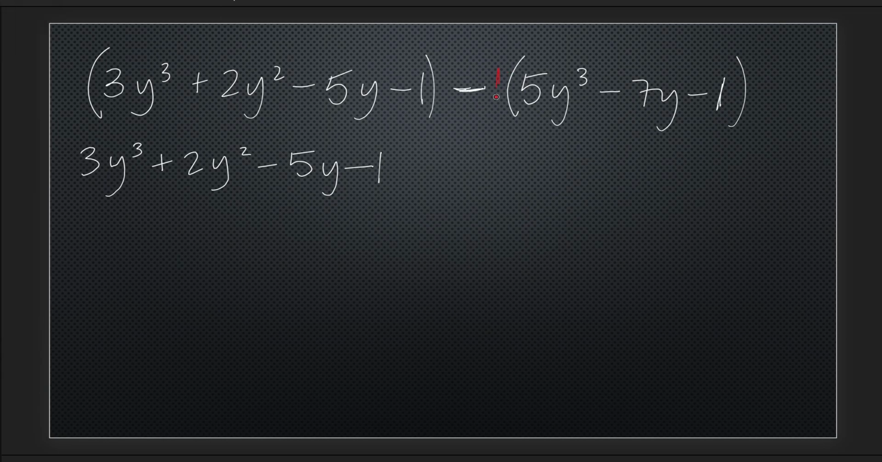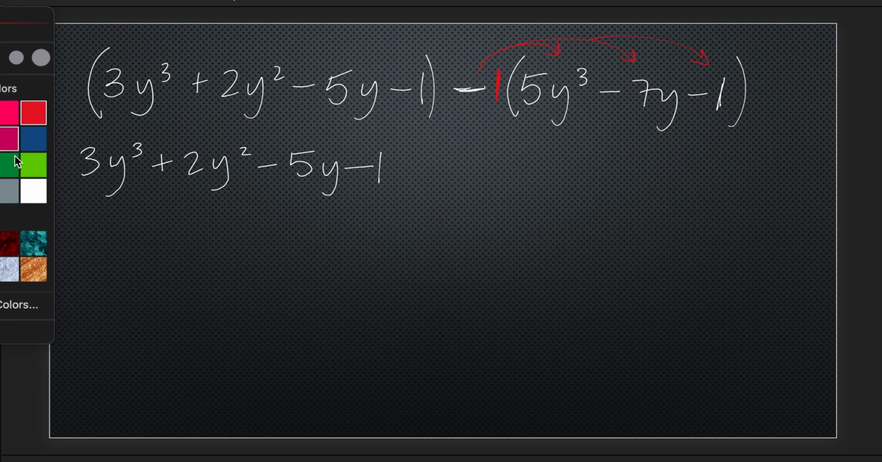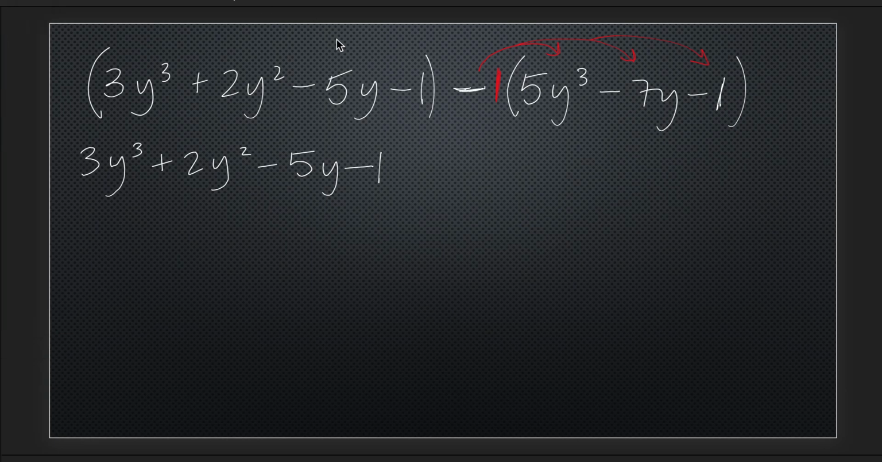we have to remember there's a negative 1 right here that we have to distribute to each term inside the parentheses to the right of it, especially because there's more than one term. So negative 1 times 5y to the third, that makes negative 5y to the third. Minus 1 times negative 7y is plus 7y. Negative 1 times negative 1 is plus 1.